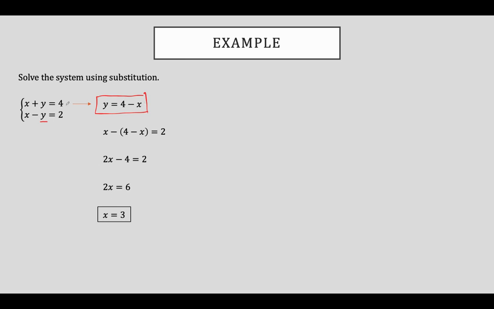Now, technically, you could back substitute it into either of these original equations, but it's much easier to use this manipulated equation because it already tells us what y is equal to. So back substituting into our equation for y, we get y is equal to 4 minus 3. Y is equal to 1. And we want to write our answer as an ordered pair. Our final solution is going to be (3, 1).